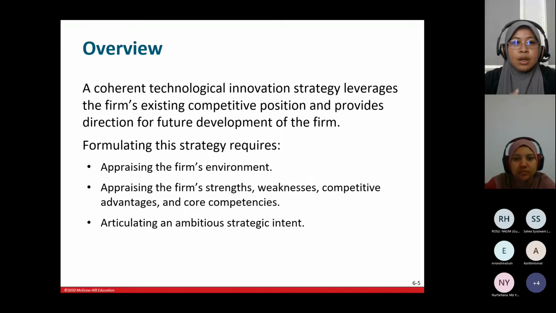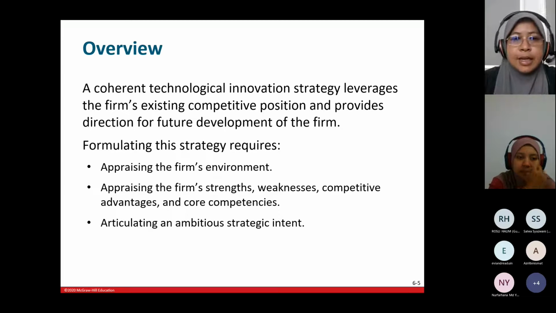Okay, so a coherent technology innovation strategy leverages the firm's existing competitive position and provides direction for future development. So the thing we must remember here is leverage. Leverage means that we know the company already has those advantages. Now, what can the company do to gain more? Exploiting the advantage that you have to gain more advantage, that is leverage.